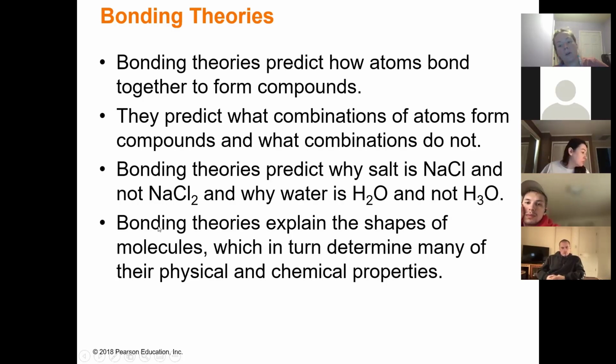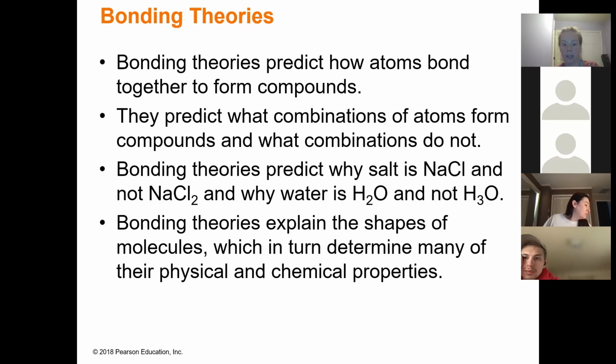Bonding theories will also help us to explain some of the shapes of these molecules, and the specific shape of the molecule will have deterministic physical and chemical properties. So if it's shaped in one way versus another way, it will behave differently.